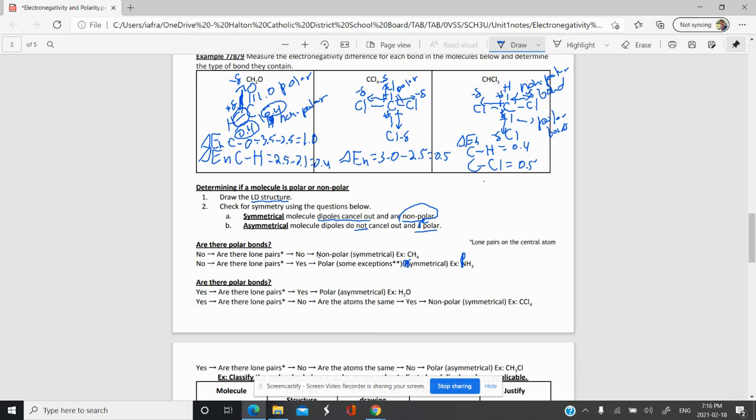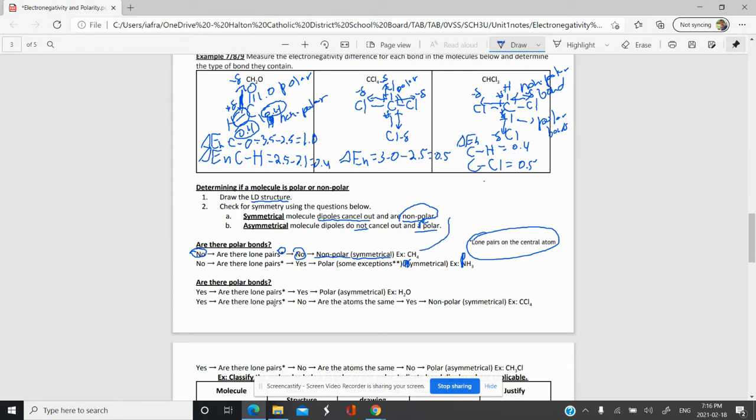The way to figure out if your molecule is symmetrical or asymmetrical is by asking the following questions. First of all, are there any polar bonds? That's our first question. If you say no, your next question is, are there lone pairs around the central atom specifically? If you say no to those first two questions, then your molecule is symmetrical and it's nonpolar. For example, CH4.